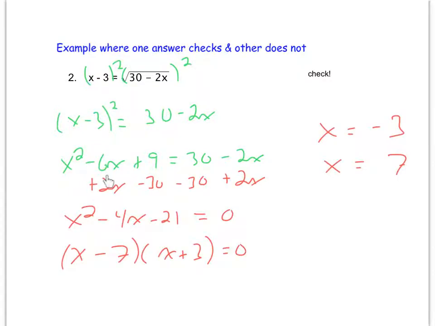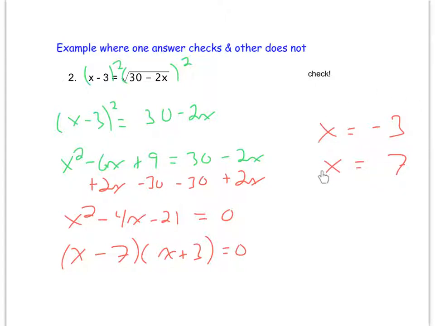Okay, you should have put everything on one side by subtracting 30 and adding 2x to both sides. When you do that, you get x squared minus 4x minus 21 is equal to 0. Factor: x minus 7 times x plus 3 is equal to 0. Set these two factors to 0. Of course, we now get x equals negative 3 or x equals 7.